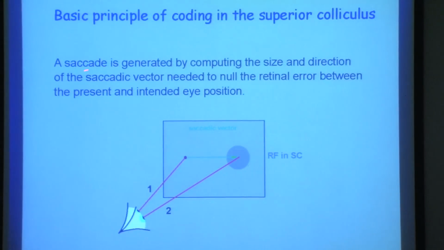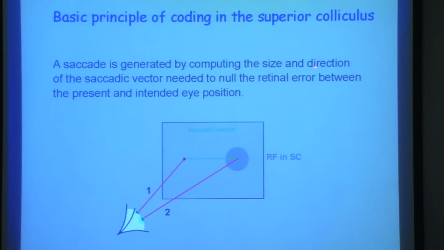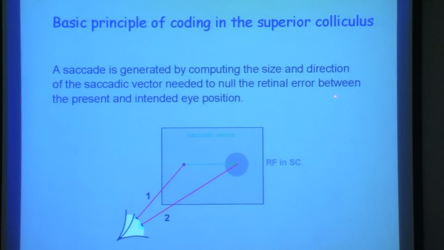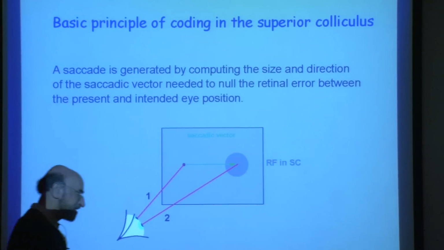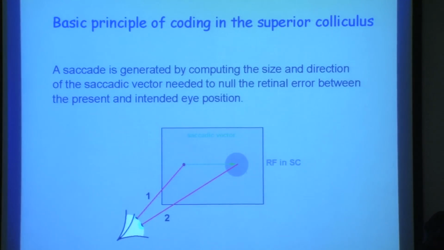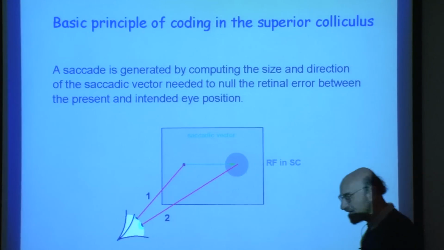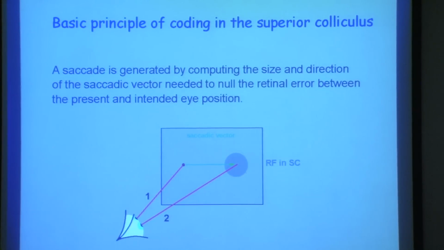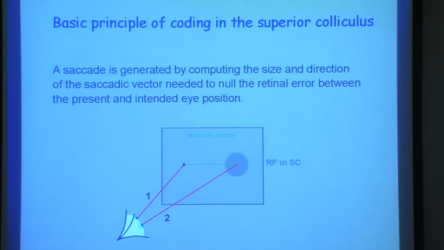And namely, it says a saccade is generated by computing the size and direction of the saccadic vector needed to null the retinal error between the present and intended eye positions. That's just putting it in a slightly different way, saying that, okay, I've decided I'm going to make a saccade to here, bang, like that. What you did is that you had an intended location, and by making that eye movement, you null the error.